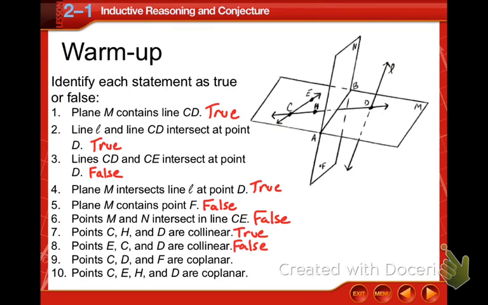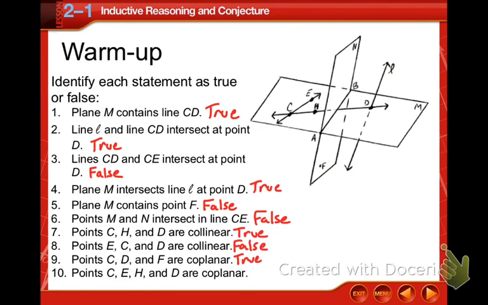Points C, D, and F are coplanar. This one's tricky. I actually had a debate about this one with our other teachers. So C, D, and F, you see, are in what appears to be different planes. However, to be coplanar, or to form a plane, you have to have 3 non-collinear points. We have 3 non-collinear points here, so they are coplanar, but you just can't see the plane that they are forming pictured here. But this one is true.